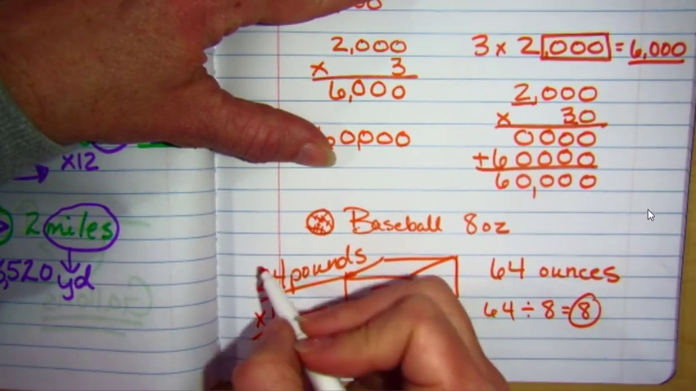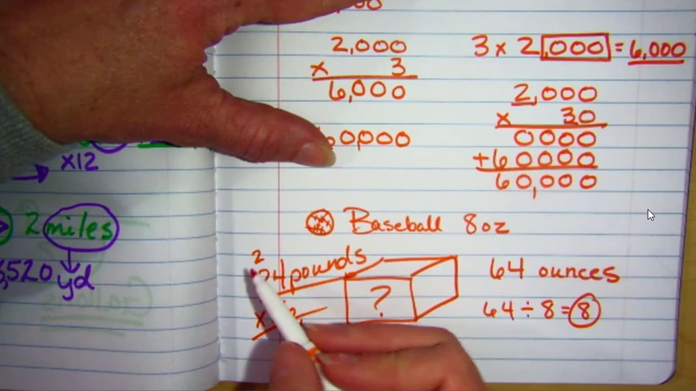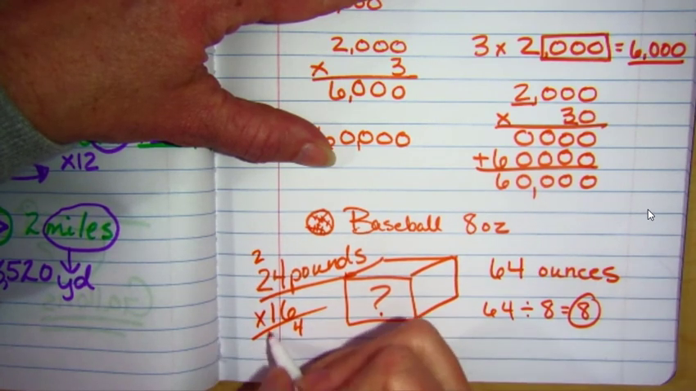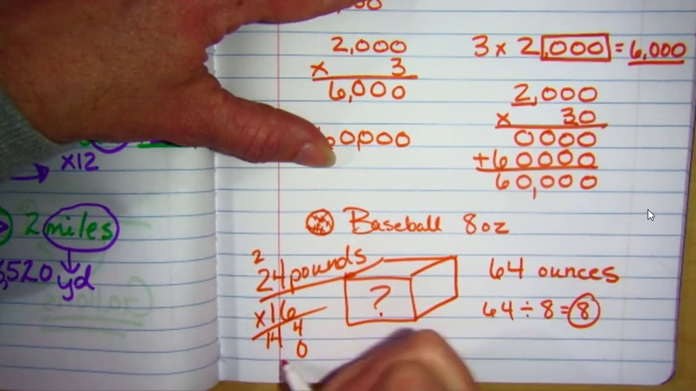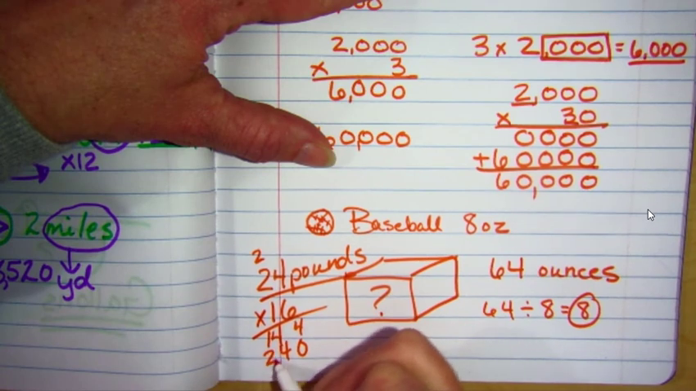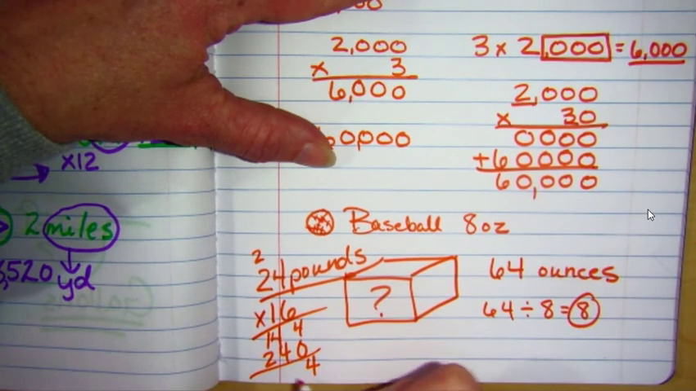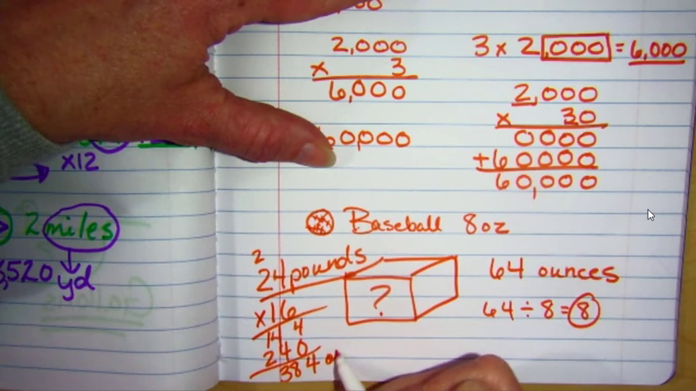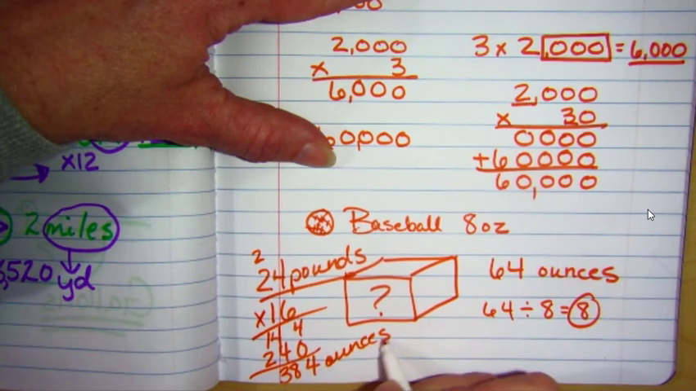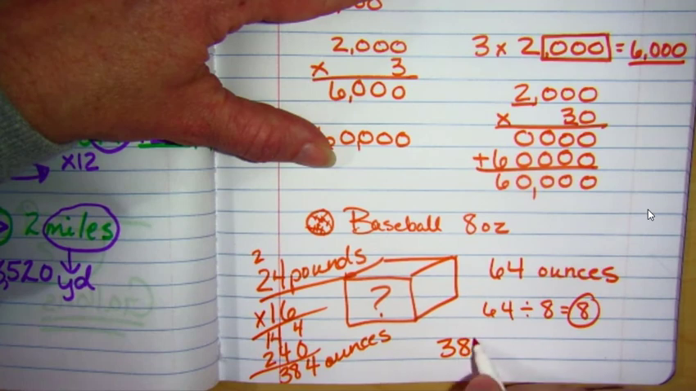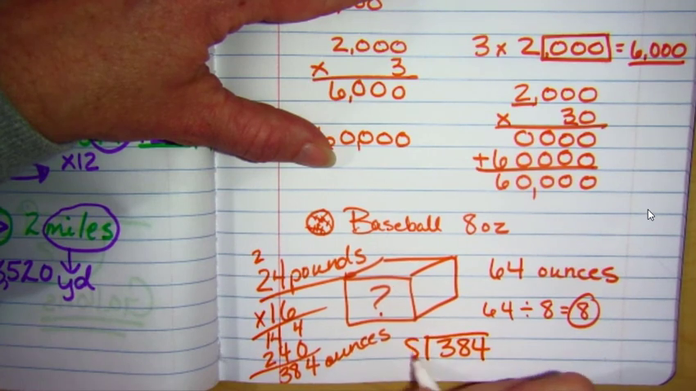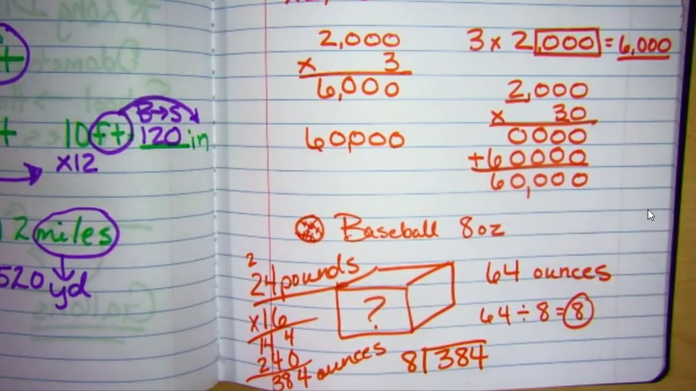6 times 4 is 24. 6 times 2 is 12. Plus 2 is 14. Add my 0 here. 4, 2. And after I get 384 ounces, then I do 384 divided by 8, which I've taught you to do. Do you understand the steps in this?